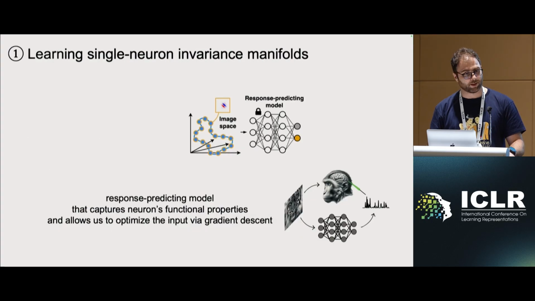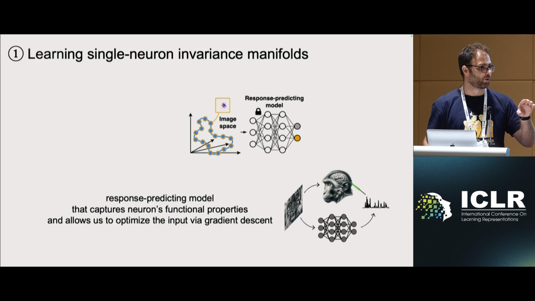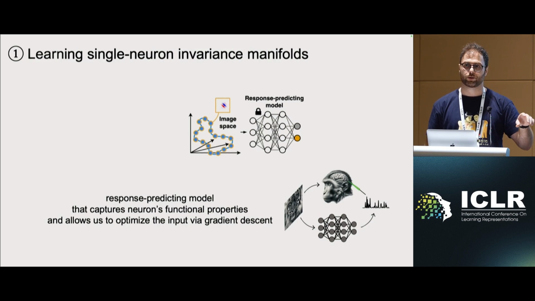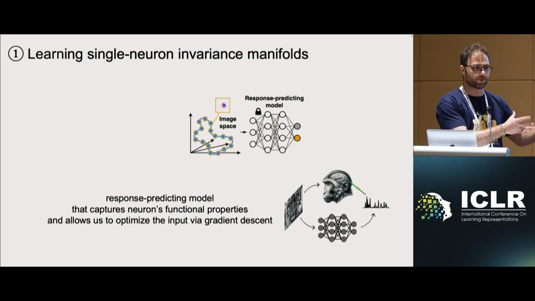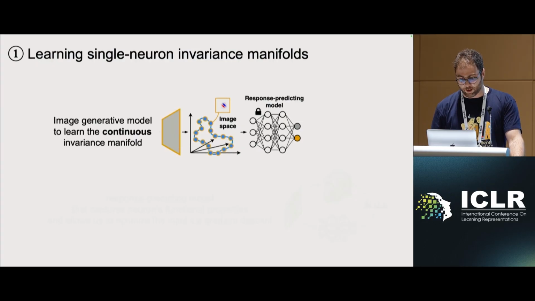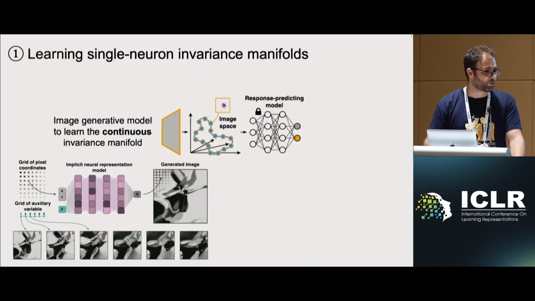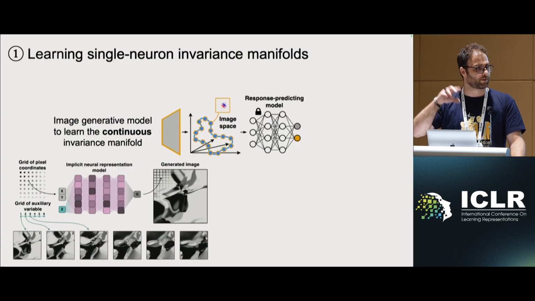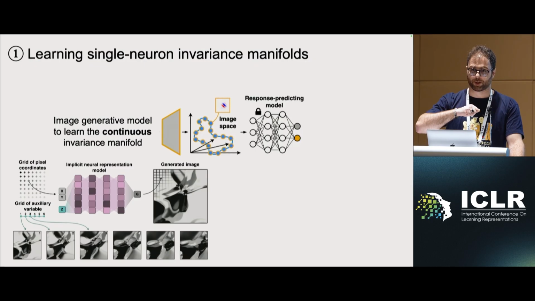Now, to learn the invariance manifold of a single neuron, we need a response predicting model that captures the functional property of that neuron, but importantly, we need this model so that we can optimize things on the input side using gradient descent. And as the image generative model that captures the continuous invariance manifold of the neuron, we use implicit neural representations, which are continuous functions of pixel coordinates. And we add this additional input dimension that allows us to generate multiple images using the same INR.